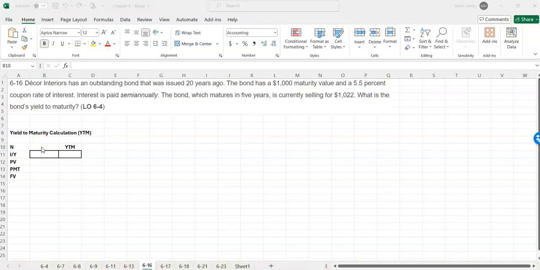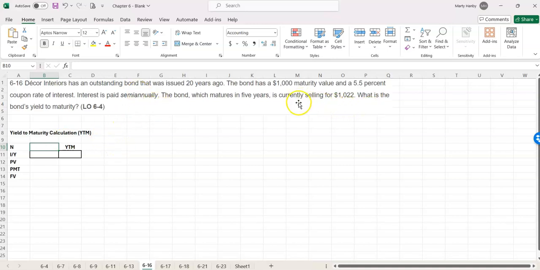Okay, this is another yield to maturity calculation. Decor Interiors has an outstanding bond that was issued 20 years ago. The bond has a maturity value of $1,000, a 5.5% coupon rate of interest. Interest is paid semi-annually. The bond matures in 5 years. It is currently selling for $1,022. What is the bond's yield to maturity?